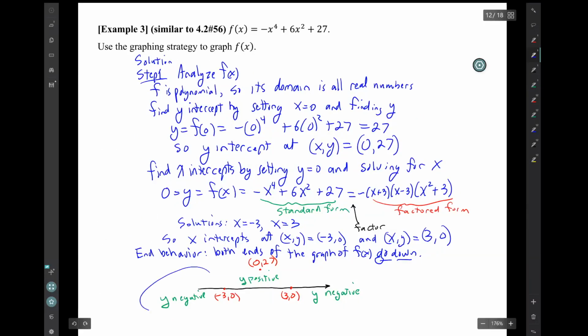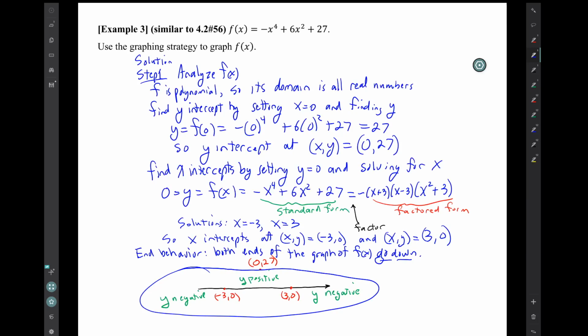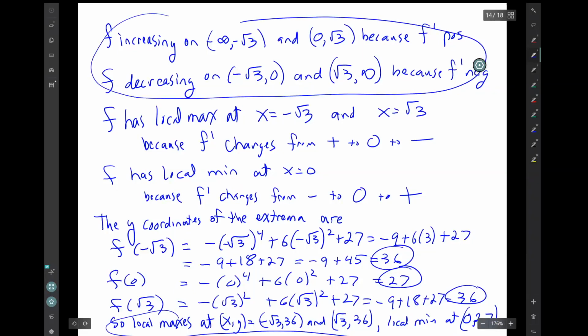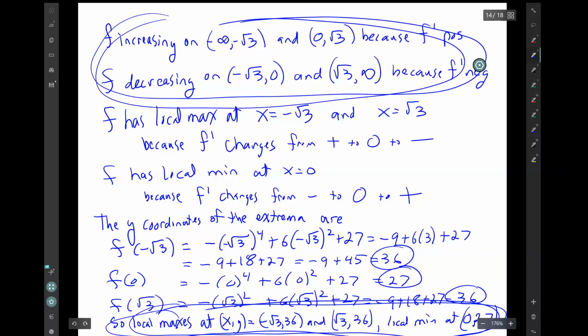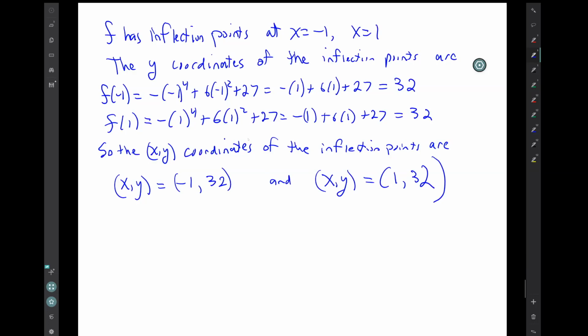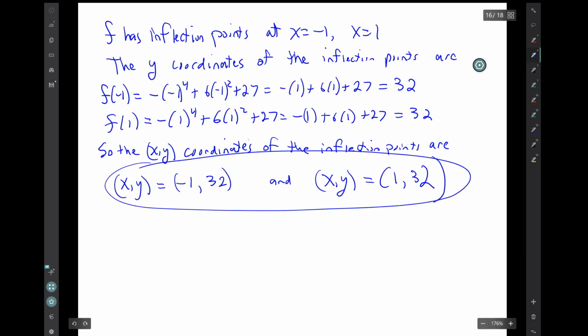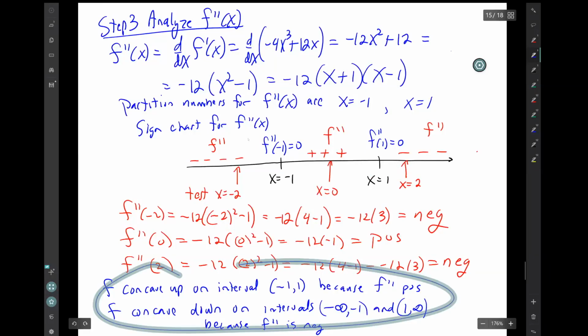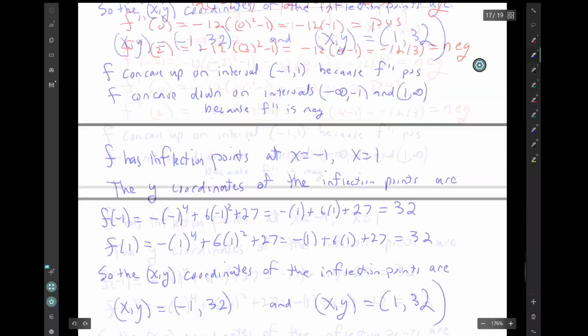So in step 1, we got this information, so we'll be sure to put that on the axes. In step 2, we found this information, the local maxes and local mins at those coordinates. So we'll be sure to put those local maxes and mins on the axes, and we'll note the increasing, decreasing behavior. And then in step 3, we found these inflection points, and we have the concavity behavior on the intervals between those inflection points. So we'll put all that stuff on the axes.